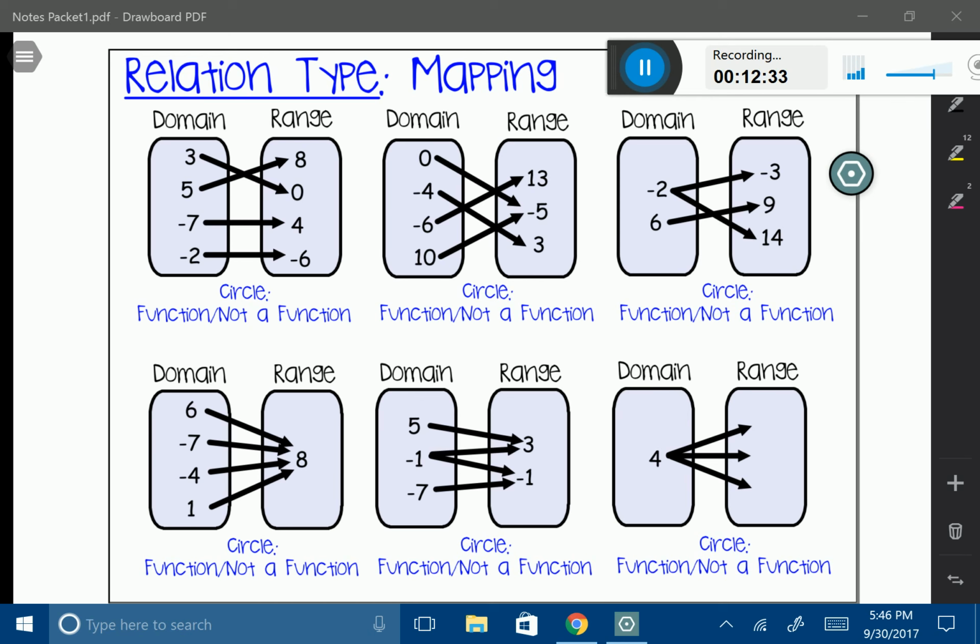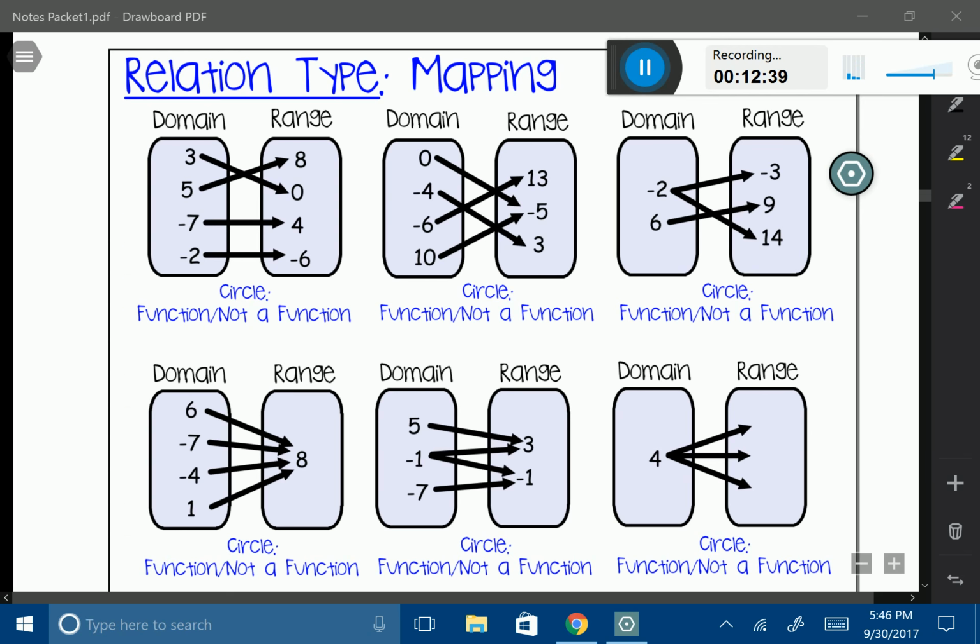So I actually signified domain and range for you so you can see that the domain is always on the left and the range is always on the right. And we have some interesting arrows. We have arrows pointing from the domain to the range. This will always be the case. They will never go from the range to the domain.